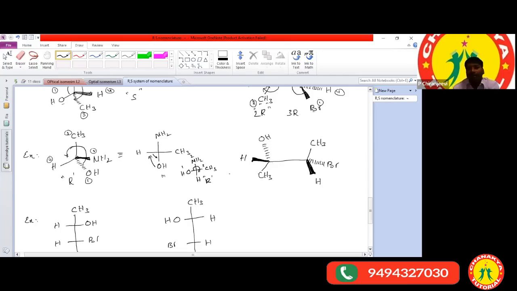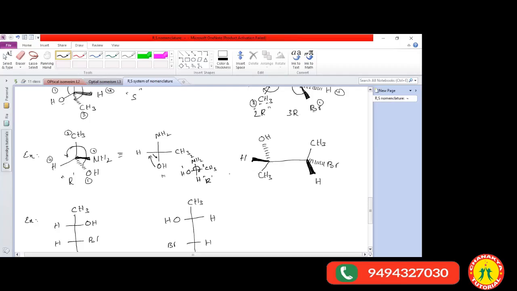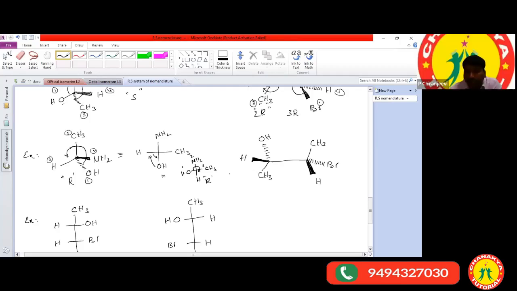Okay, so in any direction, if you convert it to the Fisher projection formula also, you are getting the R isomer. To make it easier, sometimes we have to convert it, so we are shifting the groups. In the Fisher projection formula, we are converting so that the hydrogen is in the vertical line. We are bringing it into the vertical line.